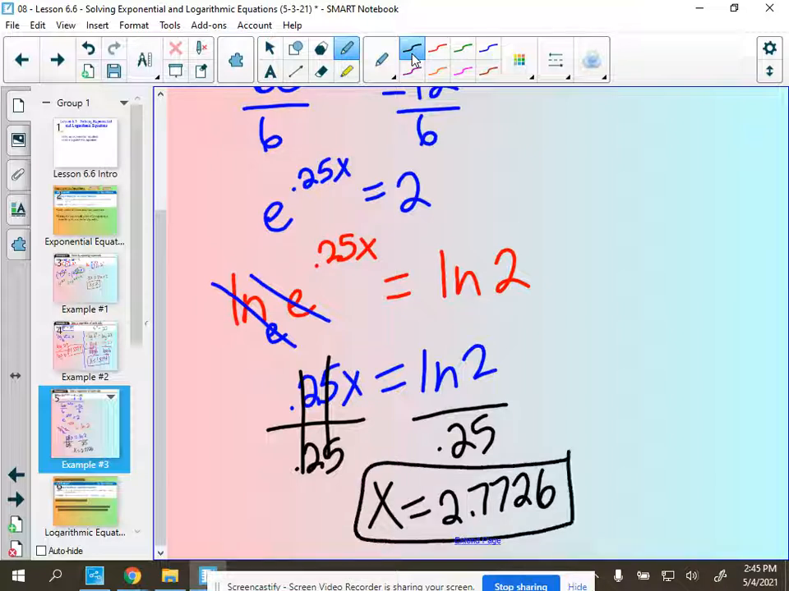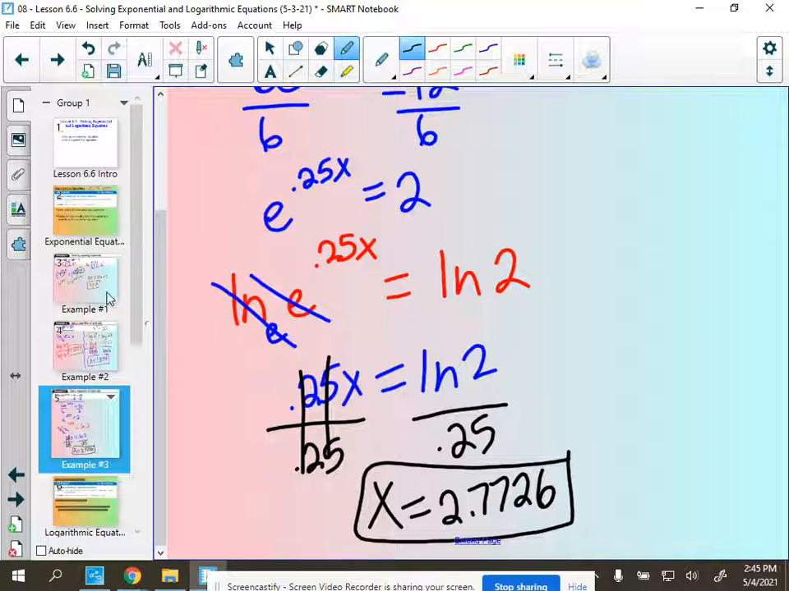Okay. So a little bit, not necessarily a trick, but just kind of a strategic look at both sides. If you see an e-base, think, hey, at some point it's probably going to be a good idea to take the natural log of both sides. If this was any other base, we would take the common log. Okay?